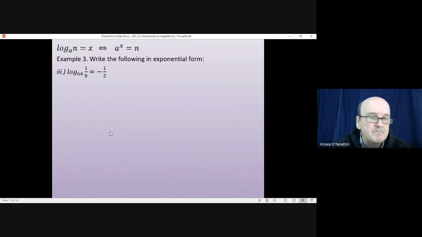And the last one, we've got log to the base 64 of 1 over 8 is equal to minus a half. Again, just thinking left, right, middle, writing that in exponential form means 64 to the power of minus a half is equal to 1 over 8. Half means square root. The square root of 64 is 8. The minus means we're going to do reciprocal, 1 over. So we get 1 over 8. So that does make sense.